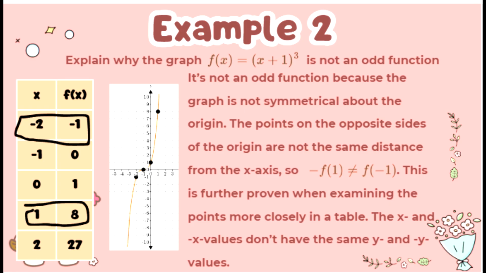This is further proven when examining the points more closely in a table. The x and negative x values don't have the same y and negative y values. So if I have negative 2 and positive 2, they should, well, okay.